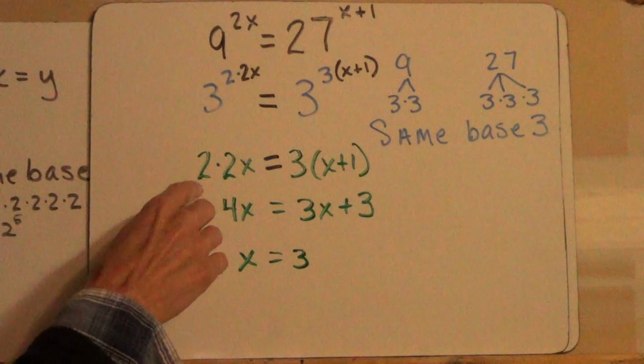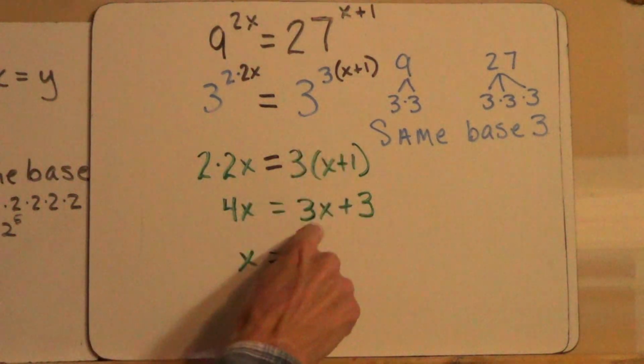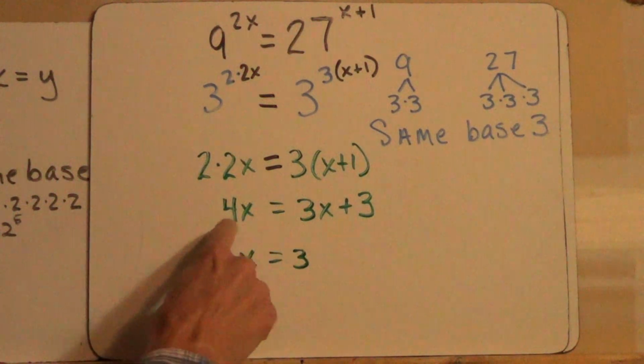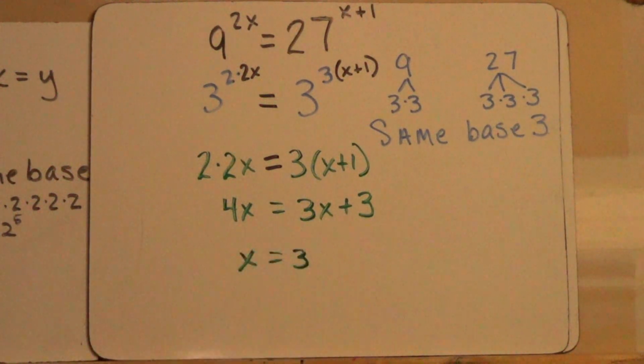And now we just work it out. This would be 4x. We distribute there, 3x plus 3. We subtract 3x from each side. That would leave an x equals 3.